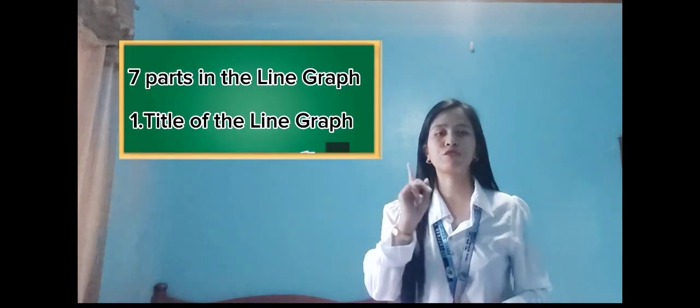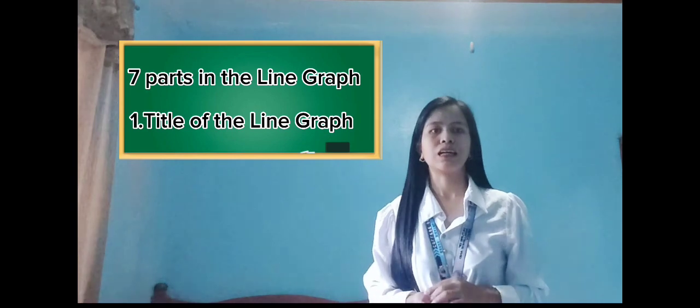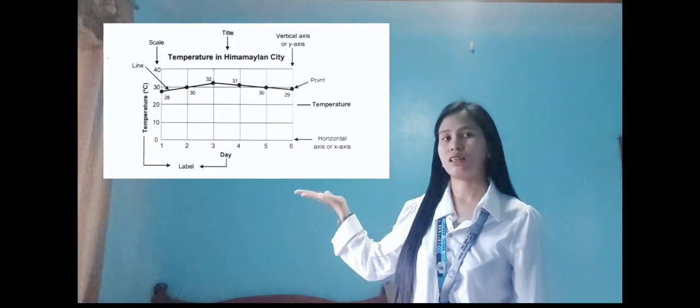So there are 7 parts in the line graph. The first one is the title. The title provides the keywords to tell what the graph is all about, and it also helps the readers know what they are about to look at. So in the graph, what is the title? Yes, very good. The title in the graph is Temperature in Himamaylan City.